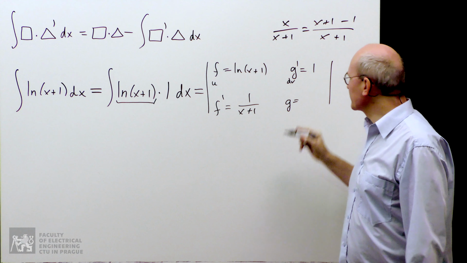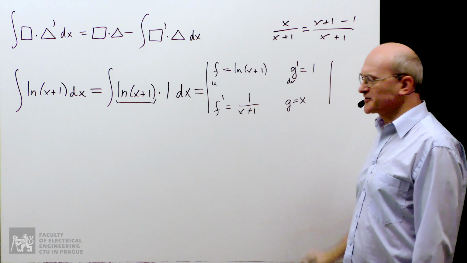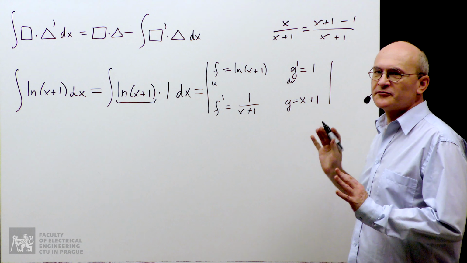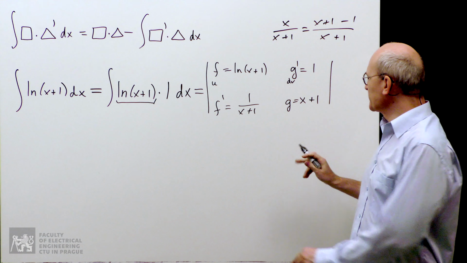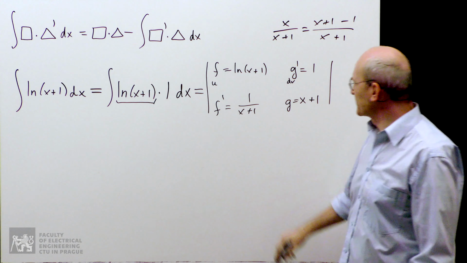And here we have to take an integral, but here's the trick. I am not taking x, I'm taking x plus 1. A little bit of foresight. Why? Because I know that these two things will be combined in the new integral. Let's have a look at it.